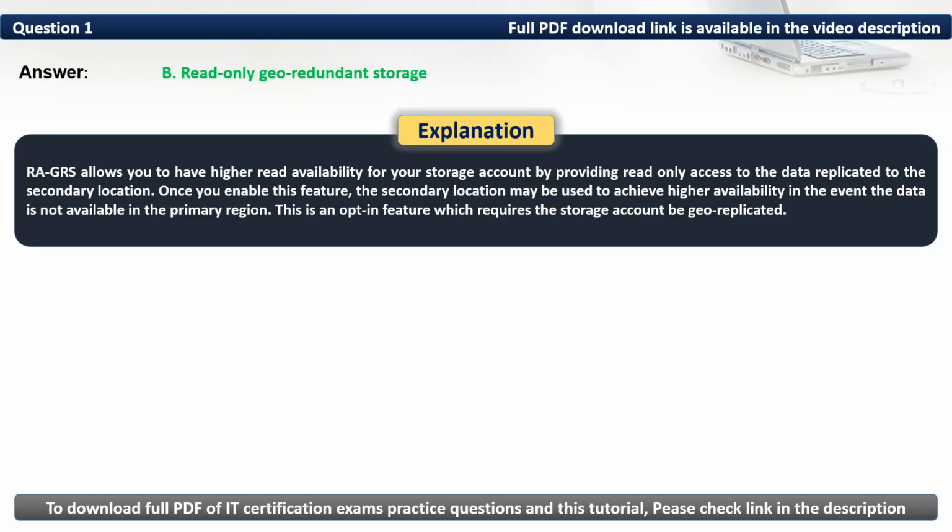RAGRS allows you to have higher read availability for your storage account by providing read-only access to the data replicated to the secondary location. Once you enable this feature, the secondary location may be used to achieve higher availability in the events the data is not available in the primary region. This is an opt-in feature which requires the storage account to be geo-replicated.